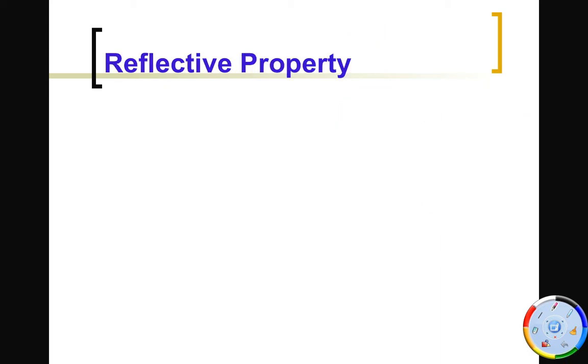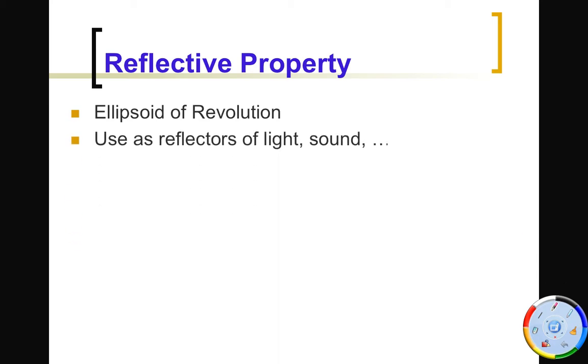And that comes in handy in a couple of word problems, so hopefully you're paying attention here. And last but not least, we're going to look at the reflective properties. So this is kind of a cool property. If you were to have an ellipse and you rotated it around the axis of symmetry, you would have an ellipsoid.